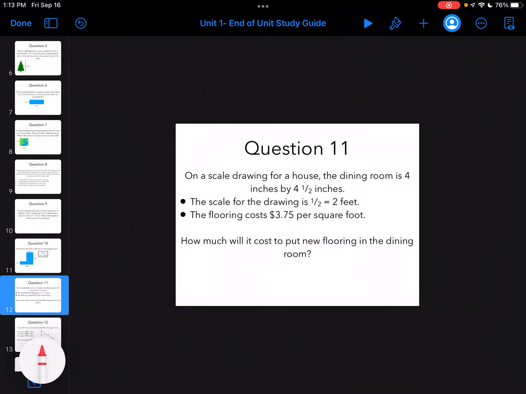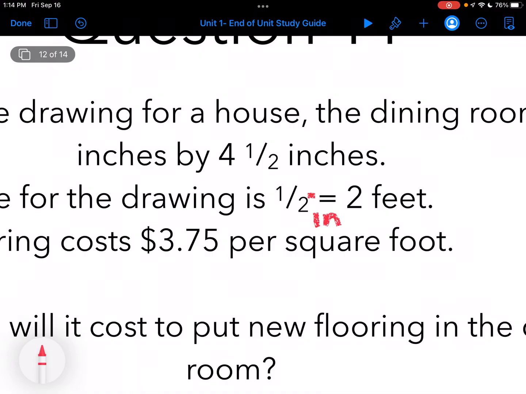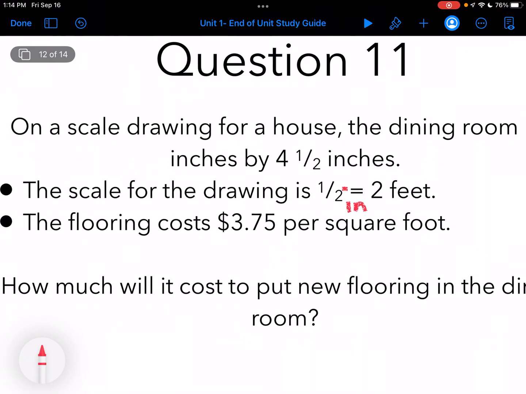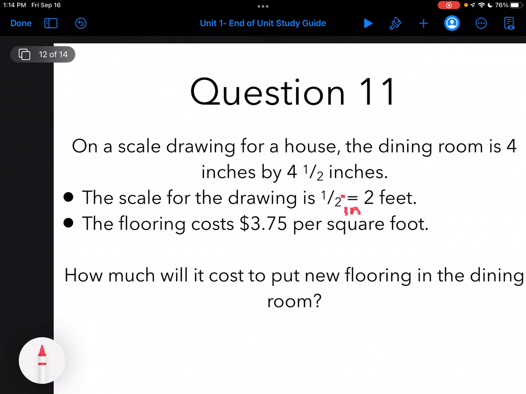Question 11 says, on a scale drawing for a house, the dining room is 4 inches by 4.5 inches. The scale drawing is 1/2 inch, I should have inch right here, equals 2 feet. The flooring costs $3.75 per square foot. So how much will it cost to put in the new flooring?